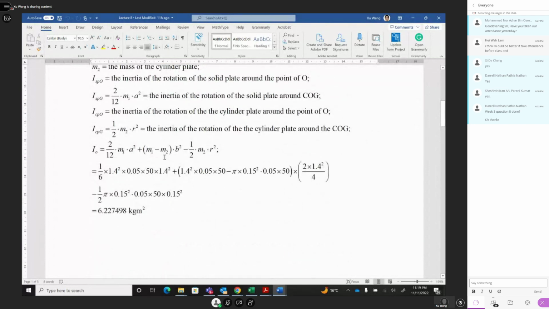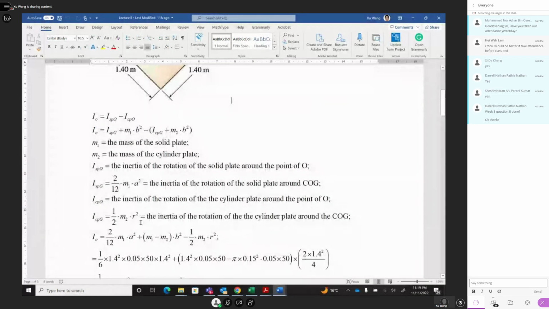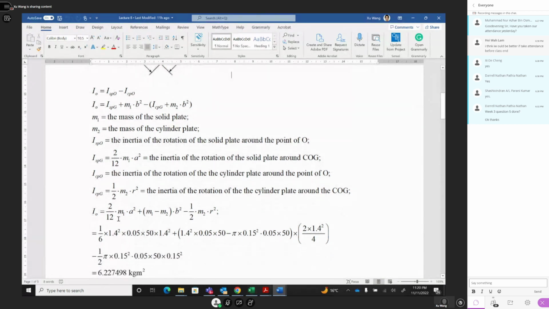The second part: you can move this over, combining minus m1 and minus m2, so this becomes m1 minus m2 times b square, and then minus I_CP of the plane. This I_CP of the cylinder material is half of m2 r square. This formula becomes this formula, and then you put in m1. So 1/12 becomes 1/6.